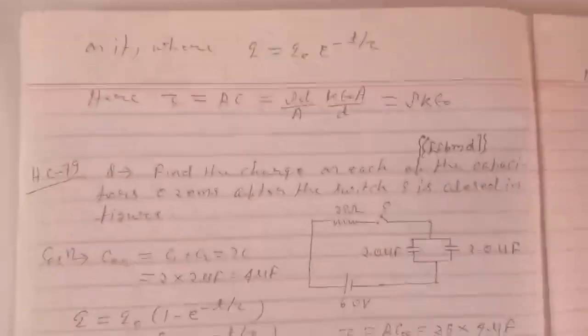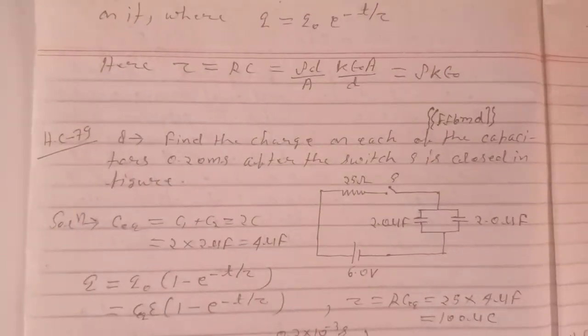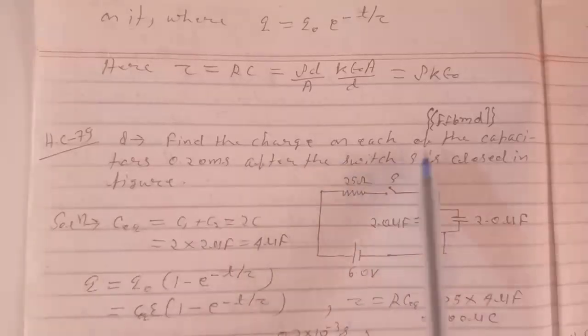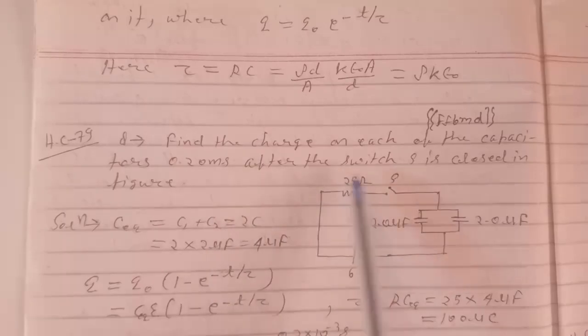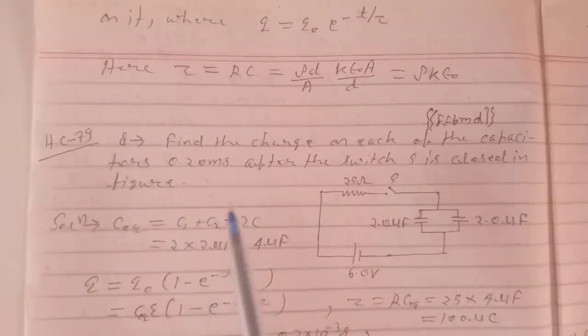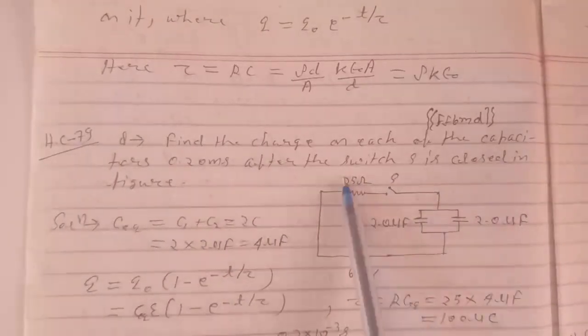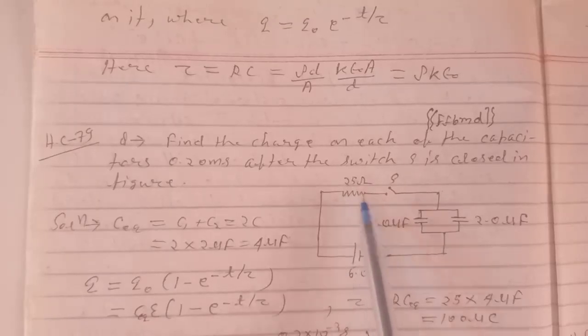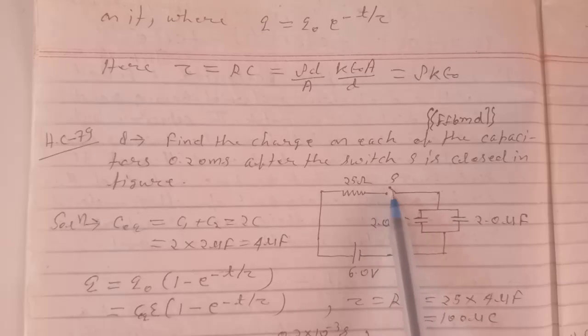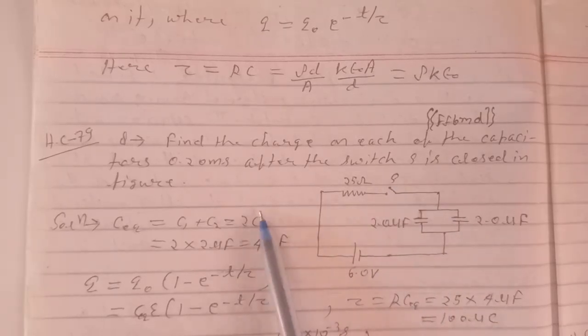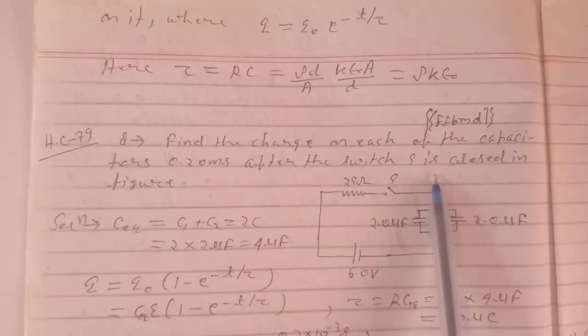Next question. Find the charge on each of the capacitors 0.2 millisecond after the switch S is closed in the figure. Here it is shown, this is a 25 ohm resistor and a 6 volt battery, and these are capacitors in parallel, 2 microfarad and 2 microfarad.